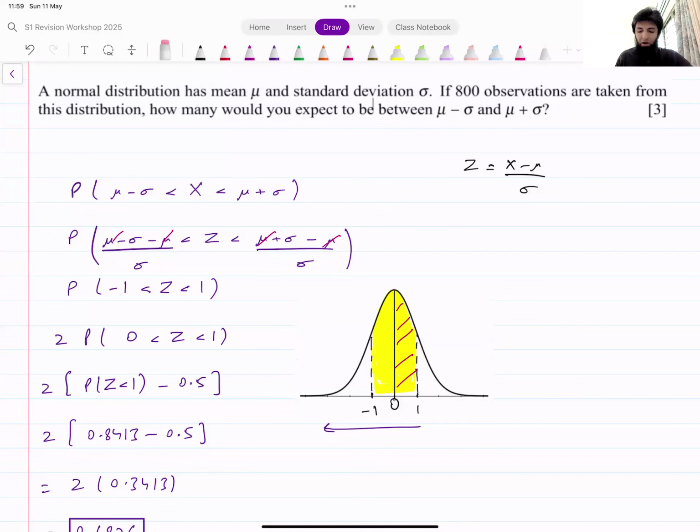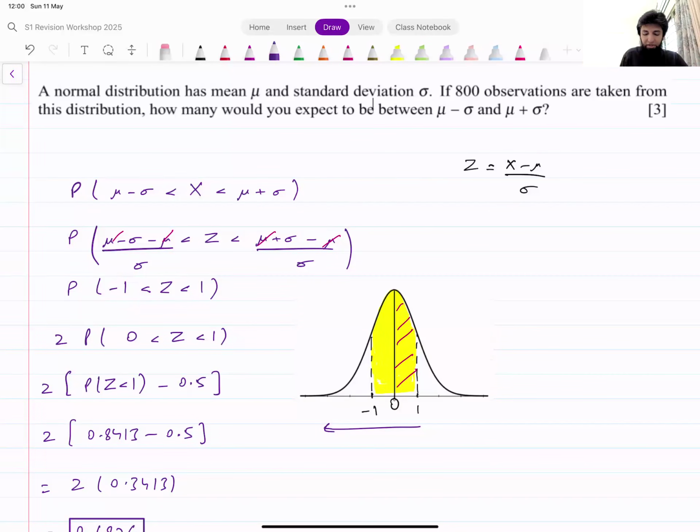For one observation, you can say probability of x between mu minus sigma and mu plus sigma. That's what we're looking for. Now use the formula z equals x minus mu over sigma to convert it to z. When you convert it to z, you see what happens. Mu and mu get cancelled, and then sigma and sigma also get cancelled. And you get z between -1 and 1. That's the final result.